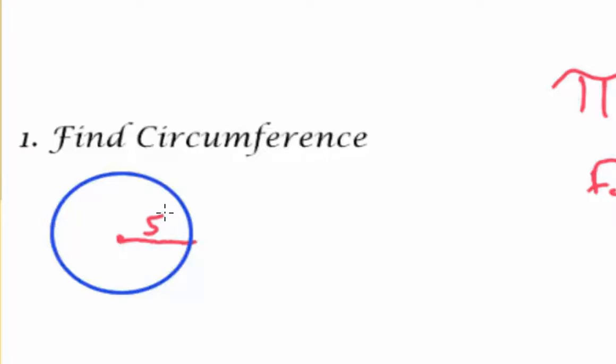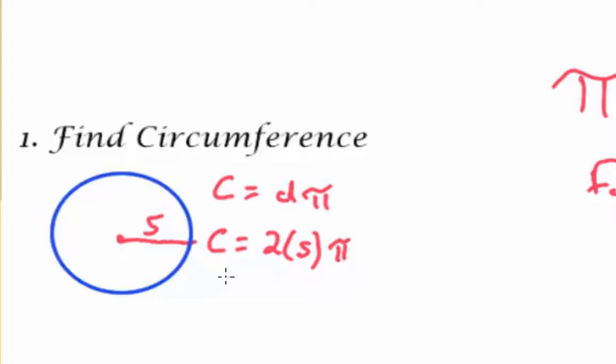Now, when we look at the circumference formula, I know that circumference equals pi times diameter. I don't have the diameter, but I do have the radius. I do know it's 5. So if I times 5 by 2, I'll get the diameter. So 2 times 5 times pi, circumference equals 10 pi.